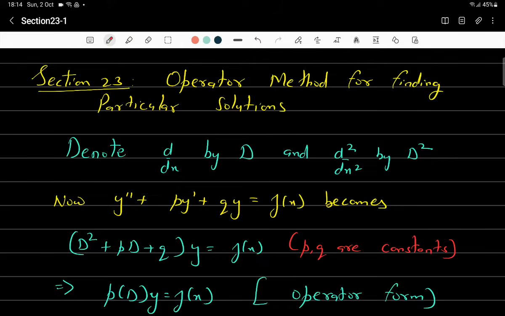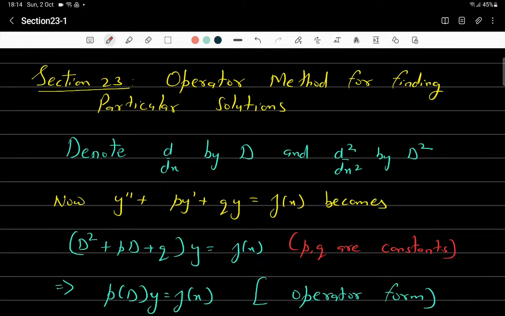Good evening, everyone. Today we are going to discuss one more very interesting method to find a particular solution of a non homogeneous second order differential equation. Here we assume that the equation is of the form y double dash plus py dash plus qy is equal to f of x, where p and q are constant. Again, a very particular case, but the advantage of this method is that it is very quick.